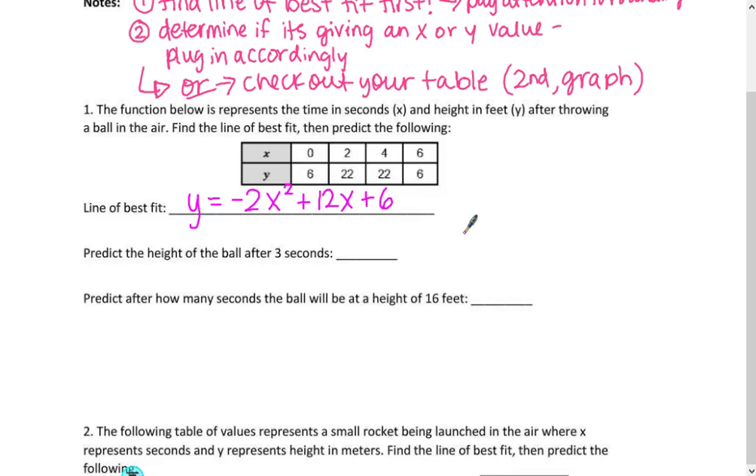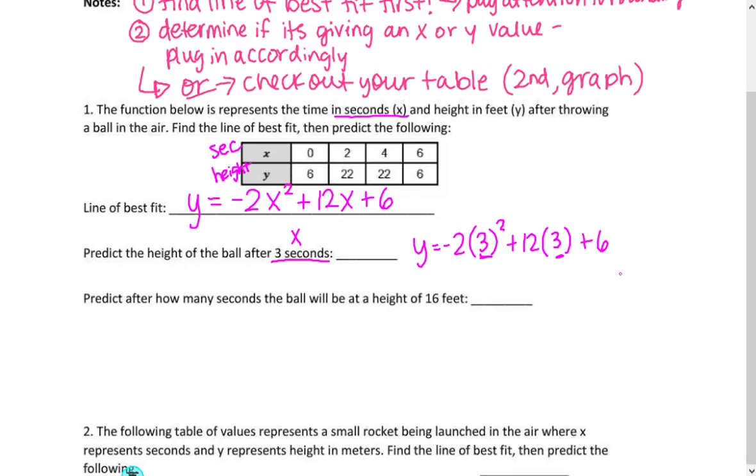All right, so predict the height of the ball after 3 seconds. So this is when we've got to decide, is this giving us an x value or a y value? So after 3 seconds here, well, it says that x was seconds, so I'm going to put seconds here, and height here for our y value. So 3 seconds is representing an x value, so I'm going to input that in for all of my x's: negative 2 x squared plus 12x plus 6. Again, I just replaced my x values there and there.